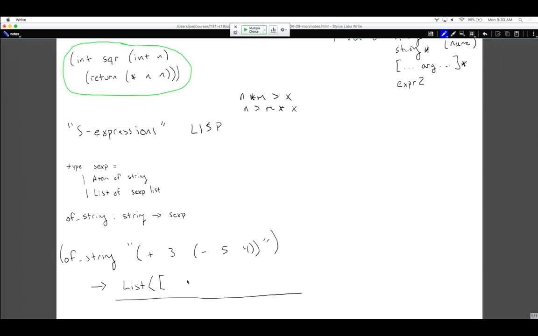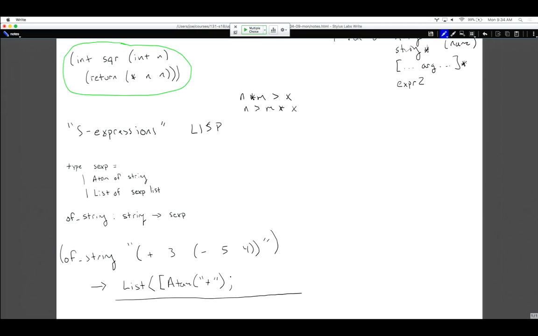Atom plus. So everything in this list, because the type says SX list, is going to be an atom of plus, right? We can't just use the raw string. Everything in this list is going to either be an atom or another list, another use of the list constructor. Okay. So, whoops, semicolon. So what's the next thing?